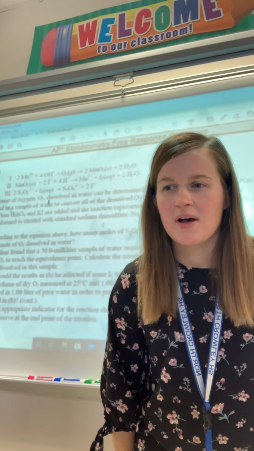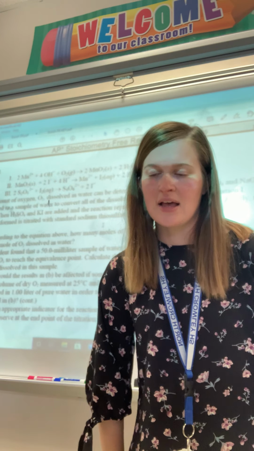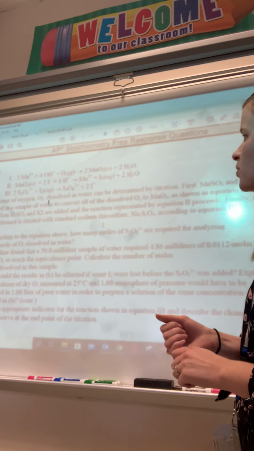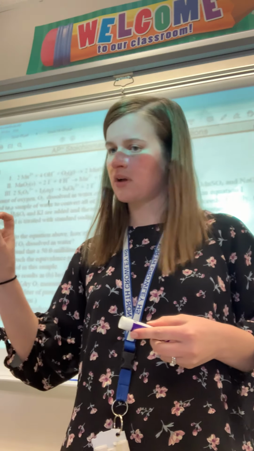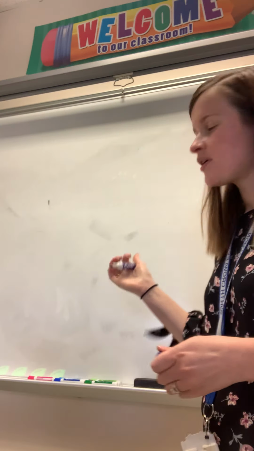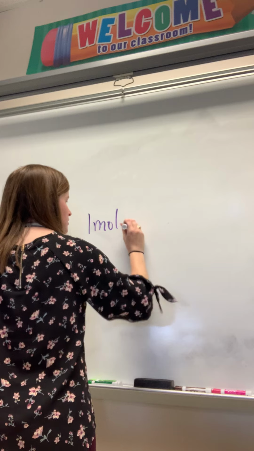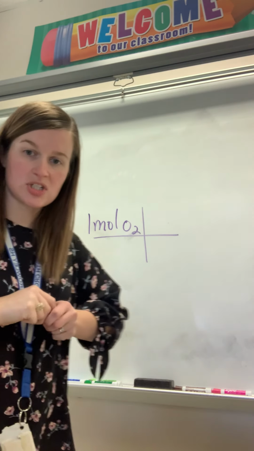According to the equation above, how many moles of S2O3 are required for analyzing 1 mole of O2 dissolved in water? So if we do stoich, we start with our given. So I will block this off for a second. If we start with our given, which would be 1 mole of O2, we want to convert. So we're just looking at these stoichiometry coefficients. And so we're going to work backwards essentially.